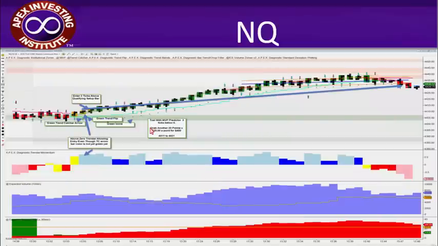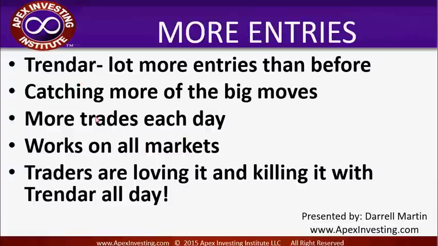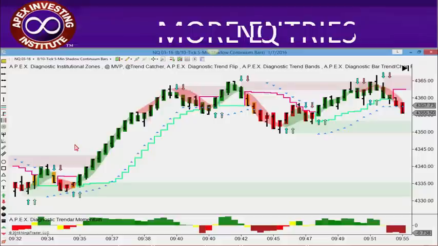Or like on a green, for example, here, we're hitting a green zone, got our arrows, everything lining up green, except that bar color is yellow, showing it might still be in chop, but the Trendar chop filter is above the zero line, so we can take it. And again, we're glad we did. So that is one extra indicator there. So Trendar gives you a lot more entries, helps you catch some of these bigger moves and more trades each day.